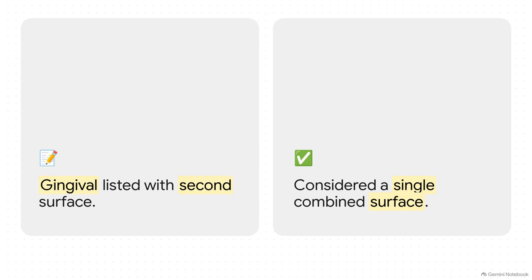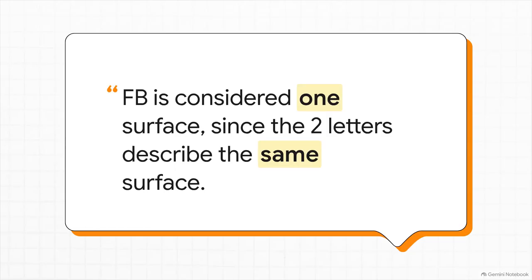If a provider charts buccal gingival, or BG, you do not bill for two surfaces. It is counted as one. Same goes for DG, FG, LG, or MG. The gingival modifier basically acts as an extension of that primary surface, not a brand new one to bill. And this brilliantly illustrates our next point, the rule of redundancy.